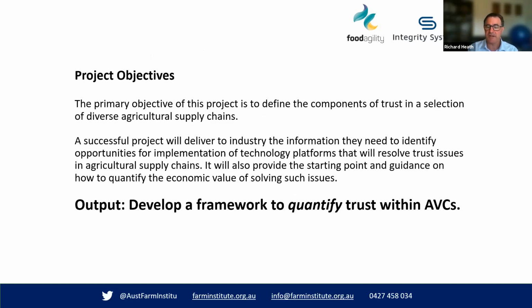The objectives of the project, and this was straight from the project contract, the primary objective being to define the components of trust in a selection of diverse agricultural supply chains, and that if it was successful it would deliver to industry the information needed to identify opportunities for implementation of technology platforms to address those trust issues. And one of the main outputs would be to develop a framework that went towards quantifying trust issues within value chains. So these were the original project objectives.